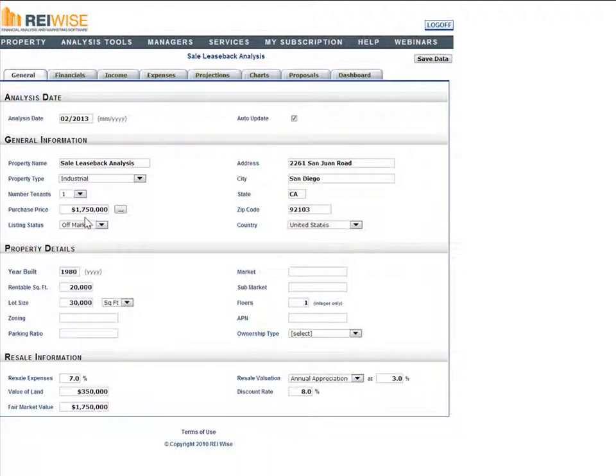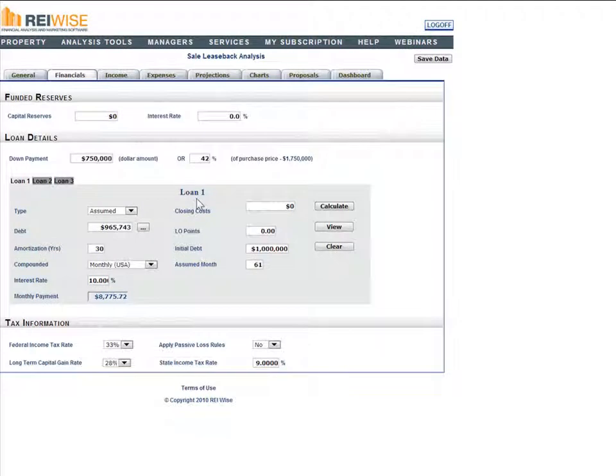These two scenarios can then be put side by side and compared in the report. On the General tab, we have areas to input today's purchase price, and this would be the value of the property today. We also then have our resale valuation for what the property will be worth at the end of the hold period. Here I have appreciation rate of 3% per year. This means after 10 years it will be the fair market value, appreciating at a 3% clip. You need to have both the purchase price and the resale information input so that we have today's value and the future value. Next, let's move to the Financials tab.